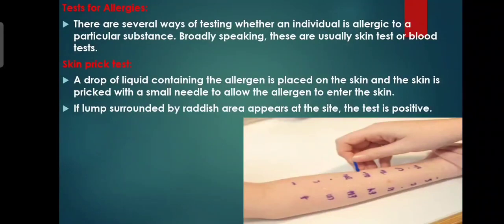The area of your skin to be tested will be cleaned with alcohol. The doctor will make a series of marks on your skin. These marks will be used to keep track of the different allergens and how your skin reacts to them. A small drop of each allergen will be placed on your skin.